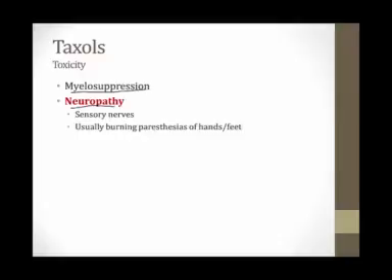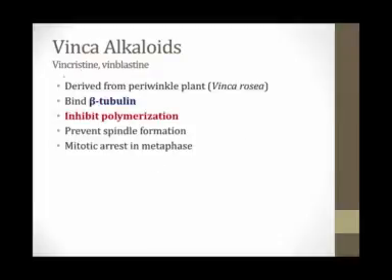In the case of Taxols, it often presents as a sensory nerve problem, usually with burning paresthesias of the hands or feet in a patient receiving a Taxol drug. The second group of microtubule inhibitors are the vinca alkaloids. Drugs in this class include vincristine and vinblastine.